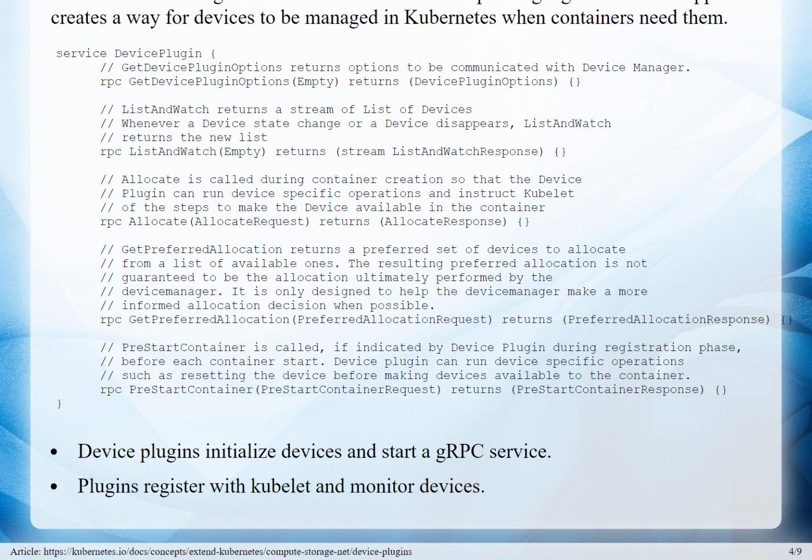Registration and serving mode. The plugin registers itself with the kubelet through a Unix socket at /var/lib/kubelet/device-plugins/kubelet.sock. After registration, it serves by continuously monitoring device health and responding to the device's state changes.